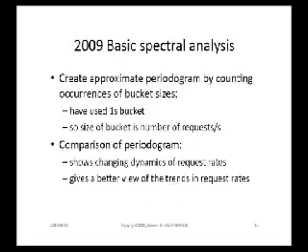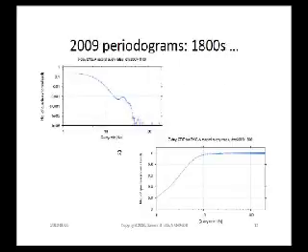Okay, so here's a quick spectral analysis as well. What we want to do is look at the distribution of the request rate. So I take the 1 second buckets and count the number of times a bucket of a particular value occurs, and I plot that. And so I get a kind of poor man's periodogram. So this is the plot we have for 1800 seconds.